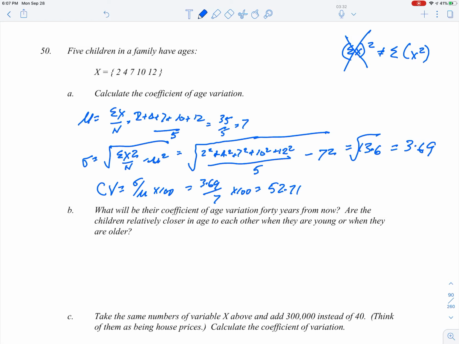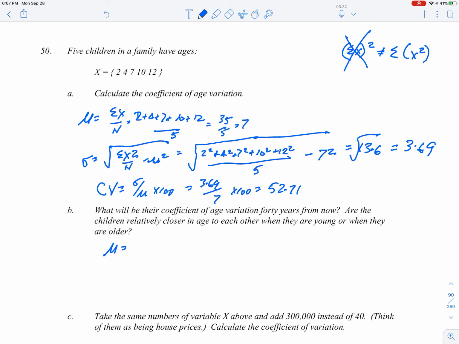All right, now, what will their coefficient of age variation be 40 years from now? And so again, stop and calculate this and see what you get. And the question is, are the children relatively closer in age to each other than they are when they're young or when they are older?